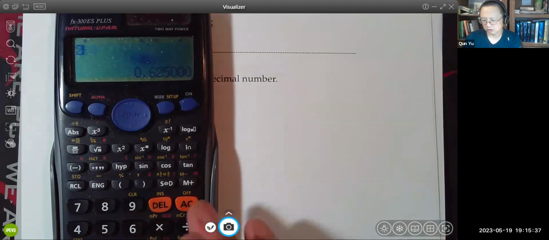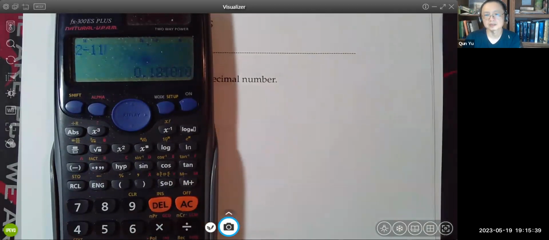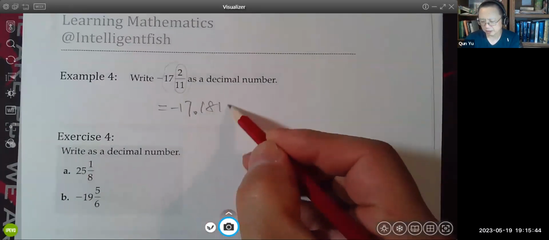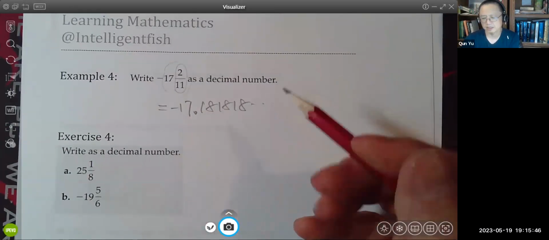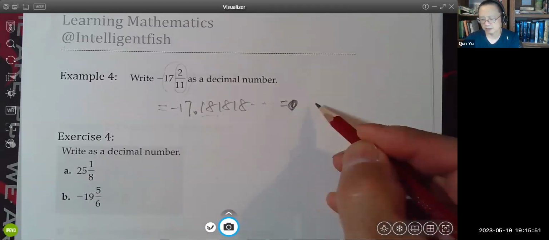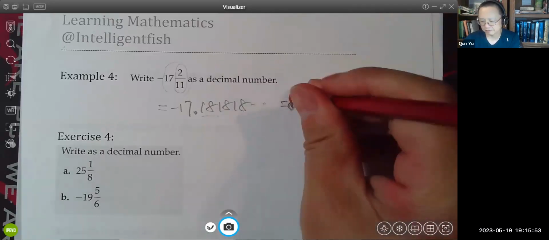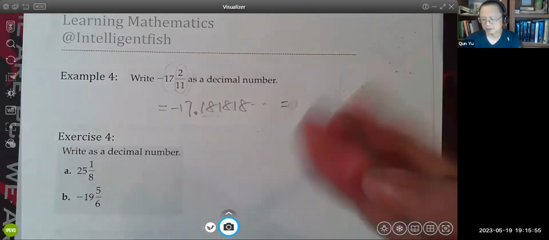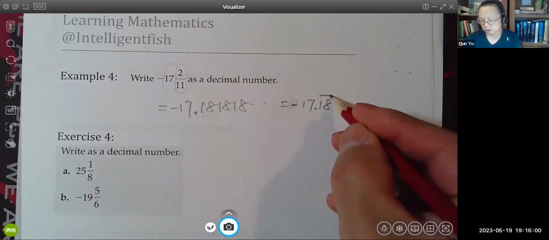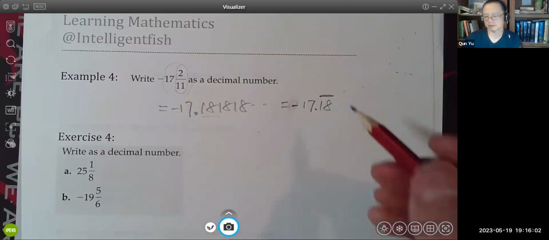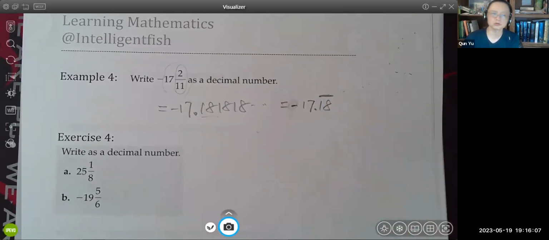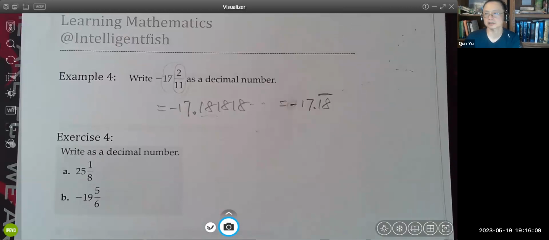So 2 divided by 11. 181818 and so on. So you can see 2 digits repeating. So we're going to write it, I mean, negative 17.18. Both digits repeat themselves. That's why we put the bar to cover both digits, unless we are required to round it to a certain place, right?